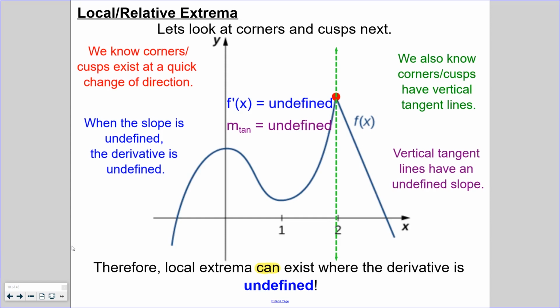And there's that word again. Local extrema can exist. Again, this does not guarantee there will be a local extrema where the derivative is undefined. It just means there can be. And we'll have to do a little bit more detective work and investigating when we get there.